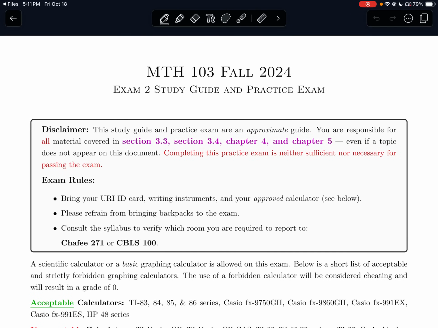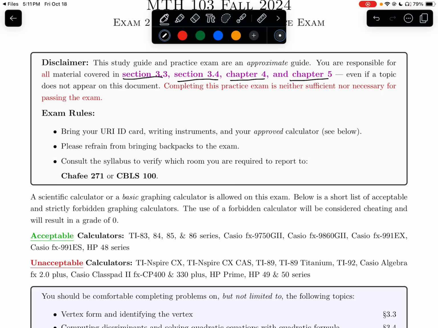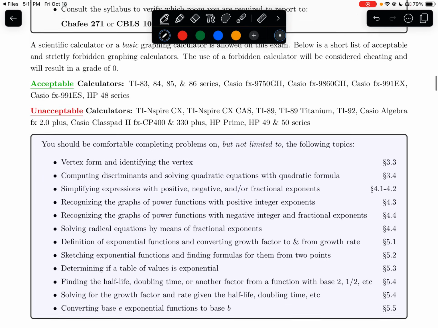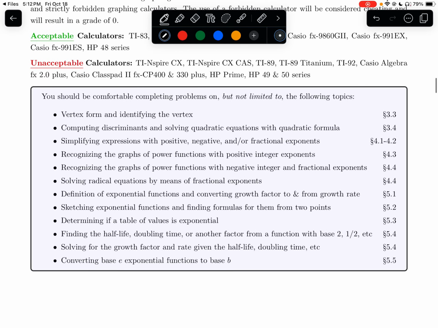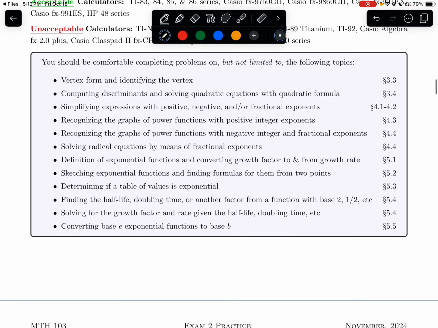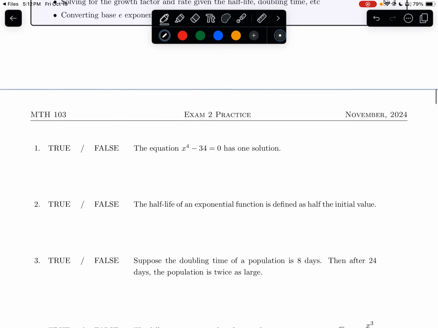So in this video, I'll be going through the practice exam. Remember that the exam is covering sections 3.3, 3.4, all of chapter 4, and all of chapter 5. This is a list of topics that we'll be choosing problems from, but these are just the sections in the corresponding chapters, and so this should give you a vague idea of what you should be comfortable completing problems on.